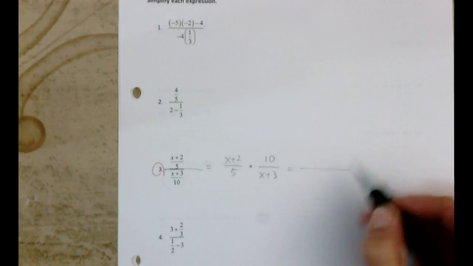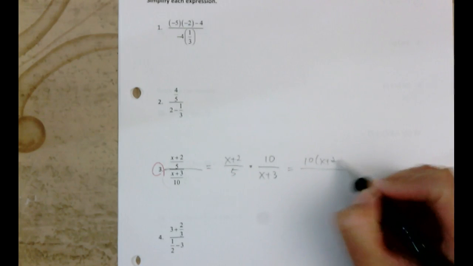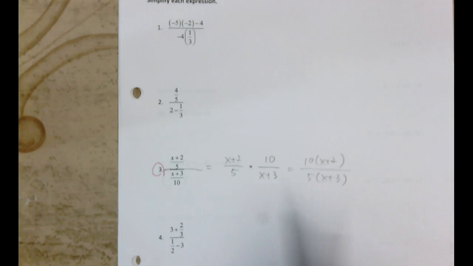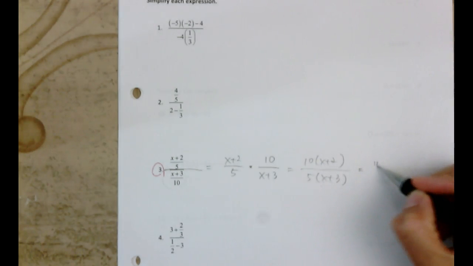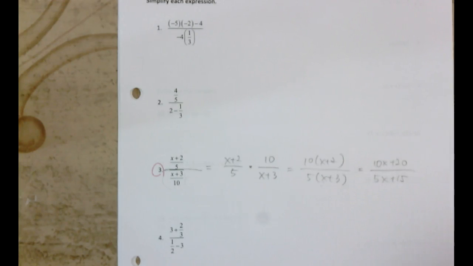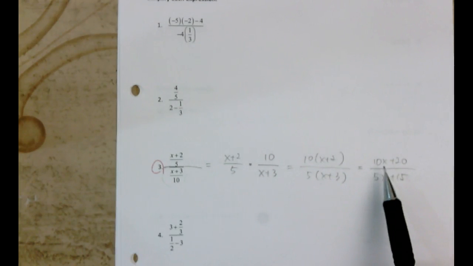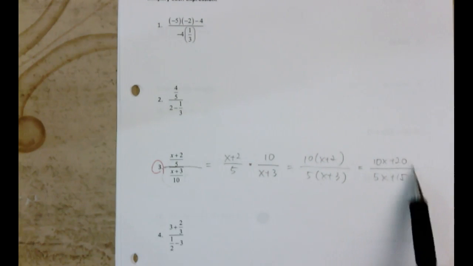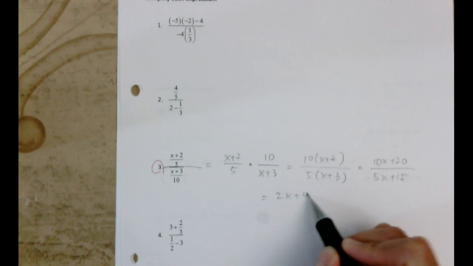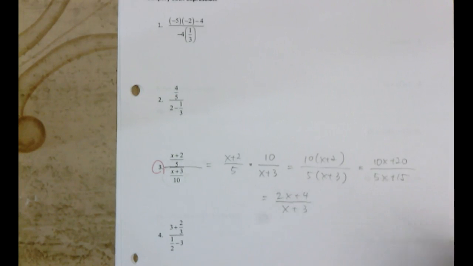This is basically the same as 10 times x plus 2 over 5 times x plus 3. These two are the same thing, right? You multiply the numerators, you multiply the denominators. So you distribute, and you get 10x plus 20 over 5x plus 15. Now, there are 4 terms, 1, 2, 3, 4. If there's a common factor in all 4 terms, you can divide the whole thing by that number. And there's a 5 in here. So that means 2x plus 4 over x plus 3. And that's the answer.